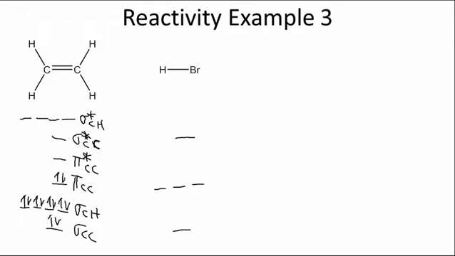Up through the pi, and then over here for HBr, I've got sigma HBr, I've got sigma star HBr at the top, and in the middle I've got the bromine lone pairs.